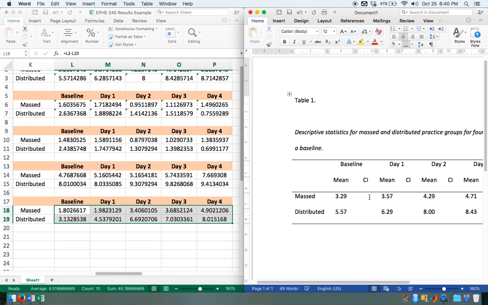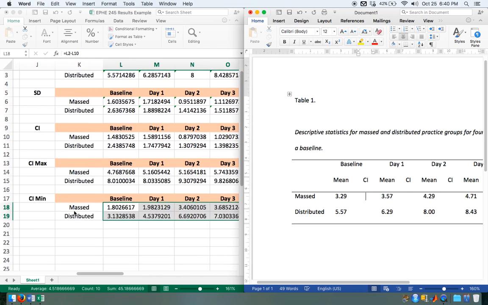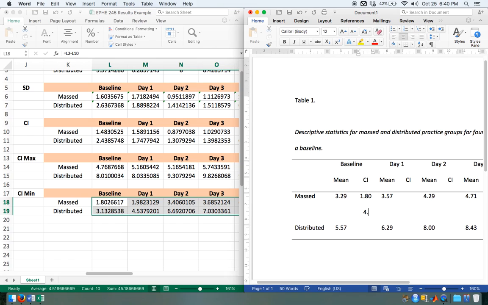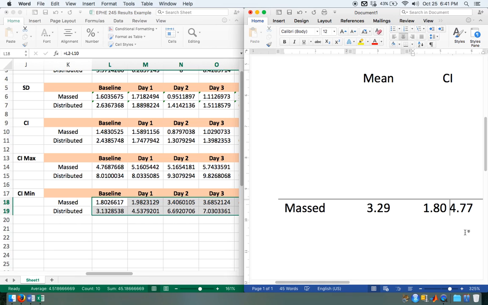So now what we're going to do is we have our confidence intervals here, but we're actually going to put our max and min in instead of just the CI. So here I could have put this number here, so mass baseline, 1.48 and I'm done, but I'm rather going to put the 1.80, space, 4.777. So you have, put a comma there, your mass, the mean, and then the confidence interval min and max.